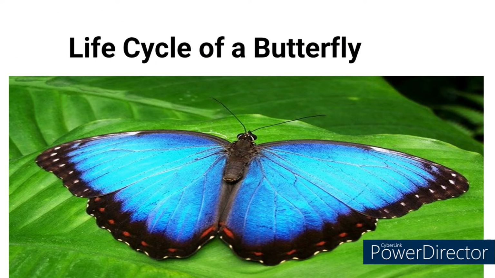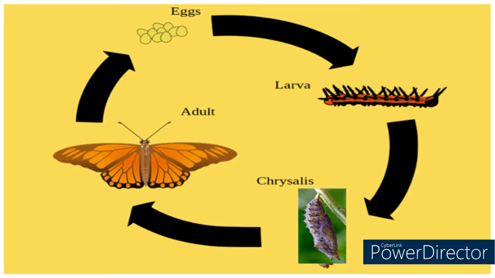Life cycle of a butterfly. It is an amazing journey of life. Butterflies change shape through 4 different stages during their lifetime: the egg, the larva, the pupa, and the adult butterfly. This process of changing shapes is called metamorphosis. The life cycle of a butterfly is an example of complete metamorphosis.